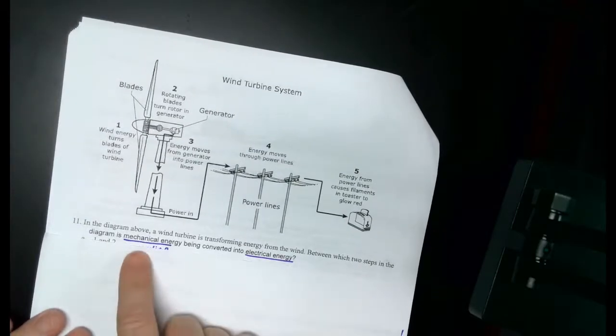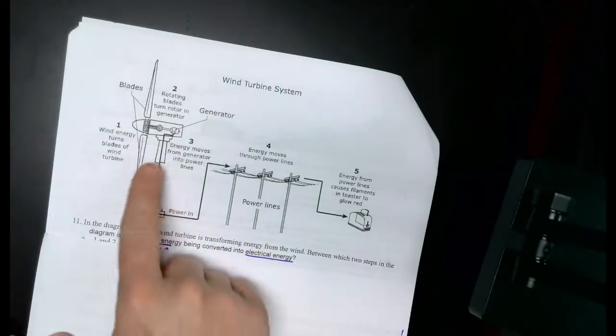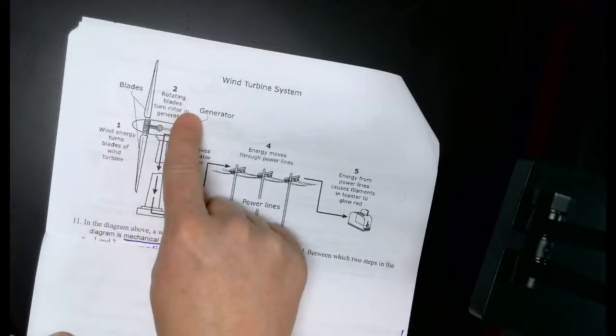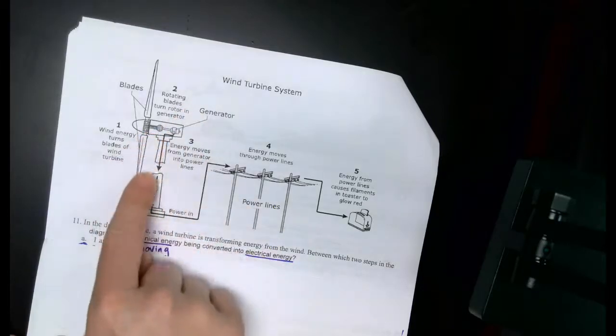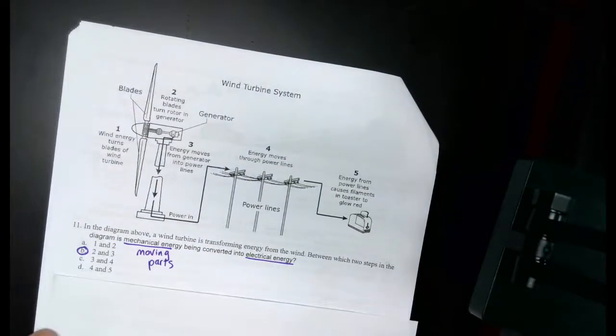Between which two steps is mechanical energy converted to electrical energy? So think machine, moving parts. We have moving parts in 2, and then we have energy leaving as electricity in 3. So between 2 and 3, we have that energy transformation.